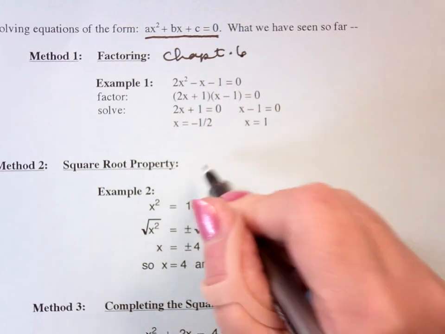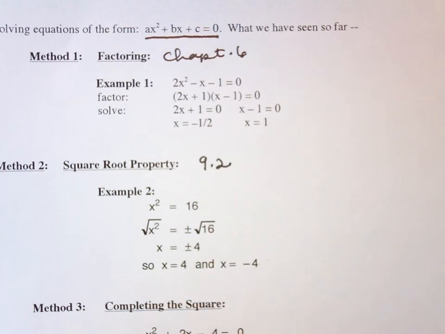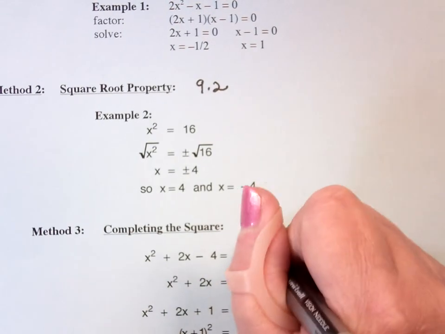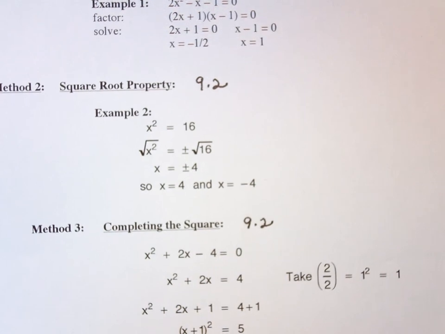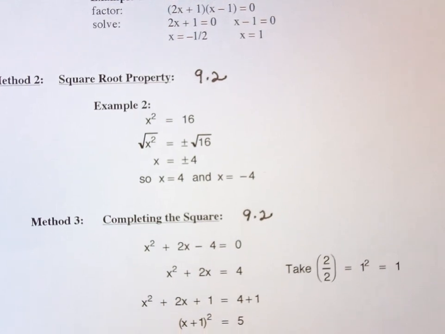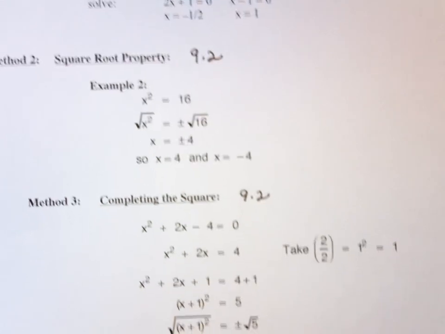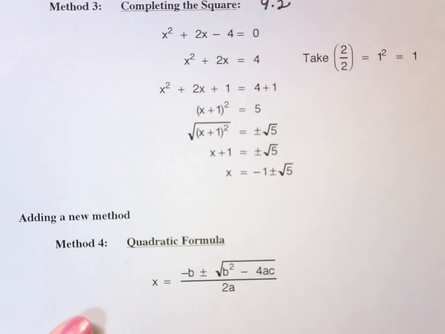Then we saw the square root property. That was section 9.2. Then we saw completing the square. That was also section 9.2. And 9.3 brings it all together in one place to something that always works no matter what, no matter what, no matter what. And it's something called the quadratic formula.